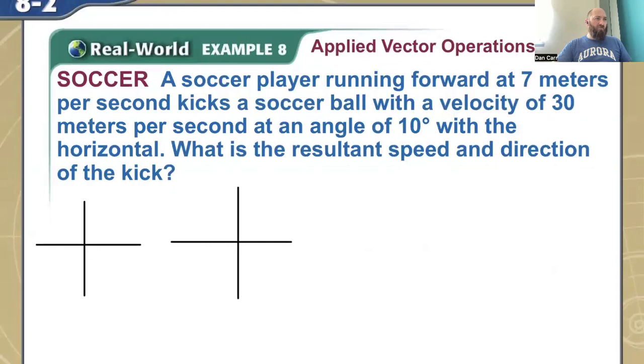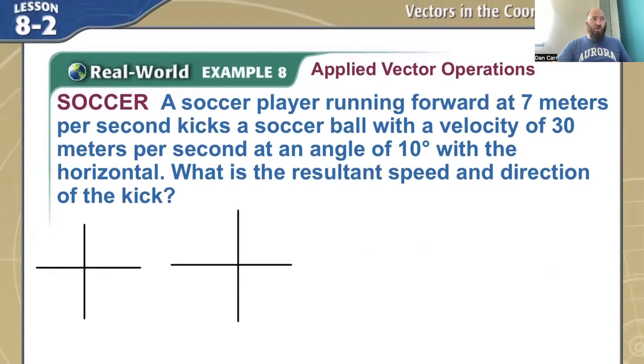We have 2 more examples to talk about in terms of word problems. So here's another way we can do our word problems in terms of our motion when multiple vectors are happening at the same time. A soccer player is running forward at 7 meters per second, kicks a soccer ball with a velocity of 30 meters per second at an angle of 10 degrees with the horizontal. What is the resultant speed and direction of the kick?